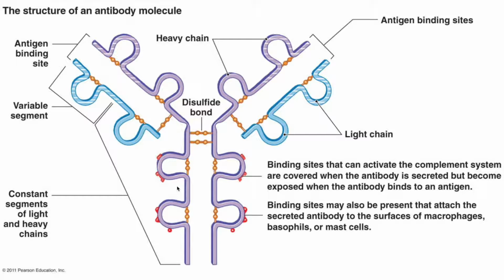And the constant region is going to be the same for each class of antibodies, but we're going to have one antigen binding site for chickenpox, another one for measles, another one for the flu, whatever. But the constant part is important. The constant region has binding sites for complement proteins, macrophages, basophils, or mast cells, because we'll see that the antibodies don't actually kill cells, they just kind of tag them and mark them for destruction.